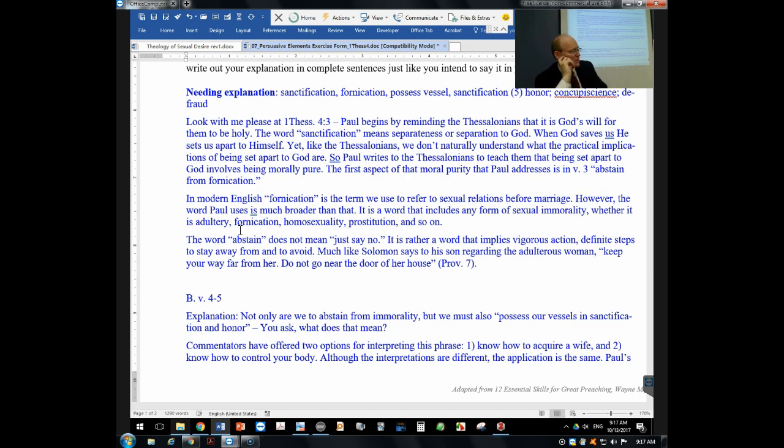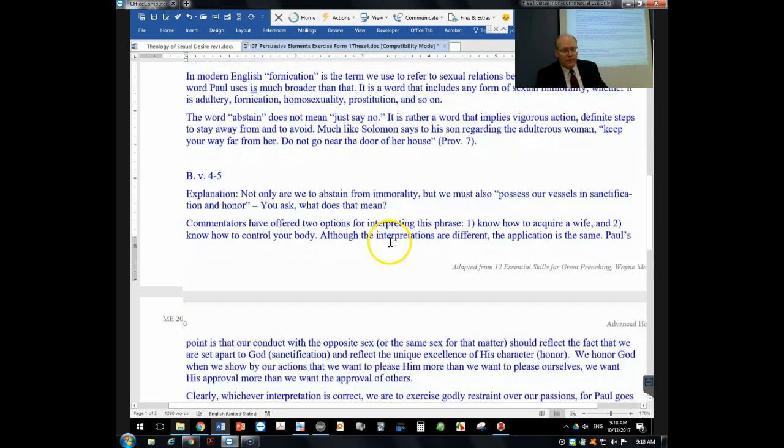Probably most of them, I mean, it may be that you feel led to open the altar for somebody to come repent of immorality. But most of the practical application of this passage is going to take place outside the church, not inside the church. Questions? All right.